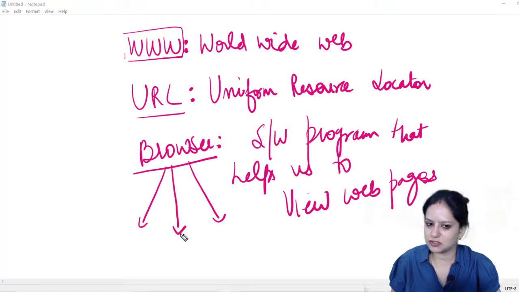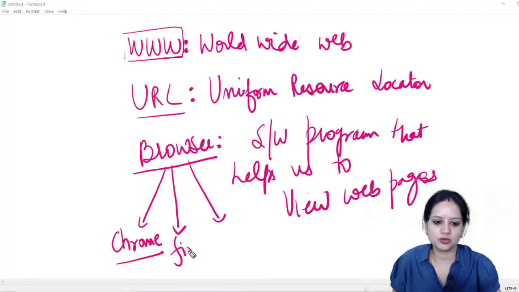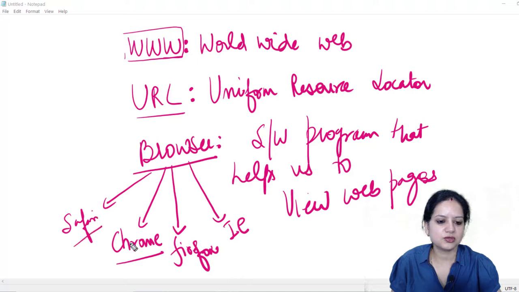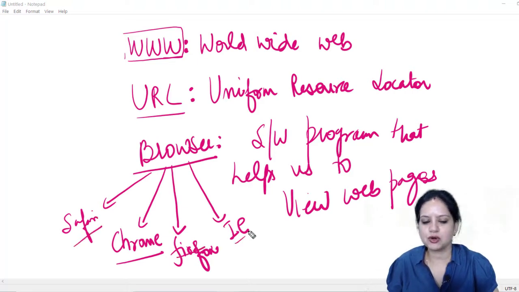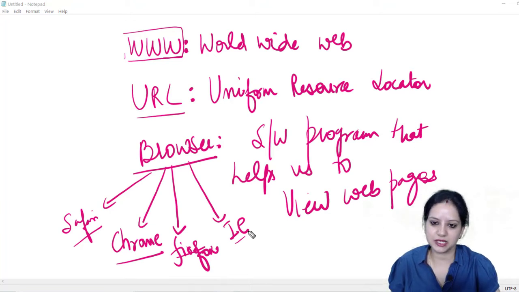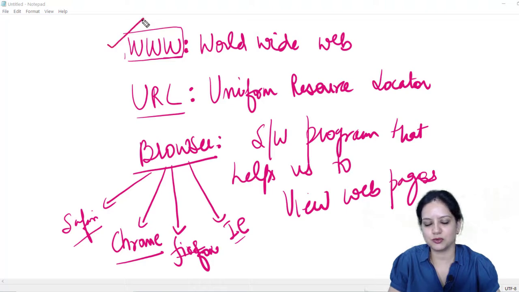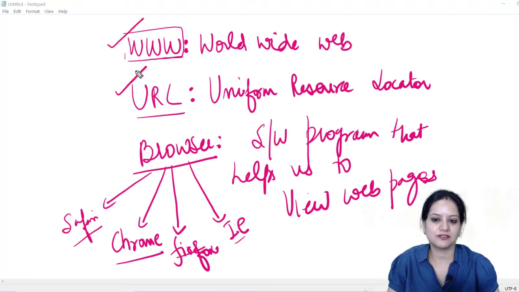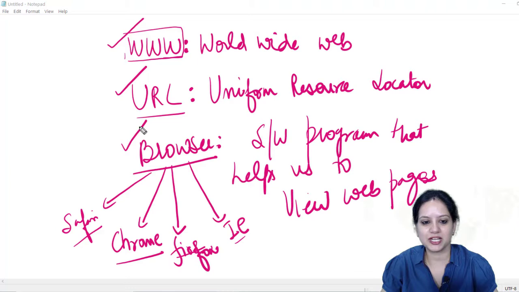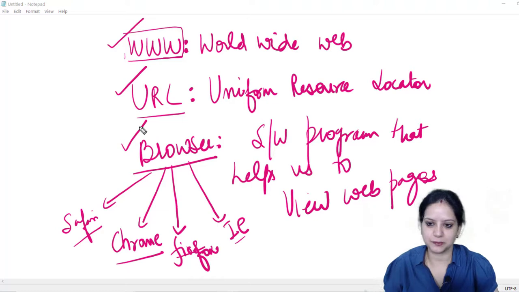Now there are a lot of different types of browsers which we use. For the HTML course, feel free to use Chrome, you can use Firefox, you can also use Internet Explorer or Safari, you can use any browser. I'll show you how we use these browsers linked with the editor later, but for now we need to get comfortable with these basic terms: www, which stands for World Wide Web, URL, which is Uniform Resource Locator, and browser, which is a software program in which we will be able to run or execute and see the code that we have written.